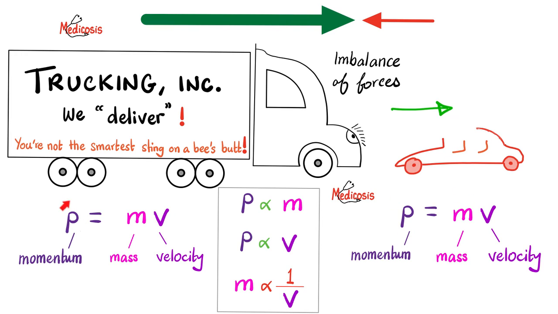Momentum is directly proportional to mass. So, the higher the mass, the greater the momentum. And the lower the mass, the lesser the momentum. Momentum is directly proportional to velocity, but mass and velocity are inversely correlated as long as momentum remains constant.